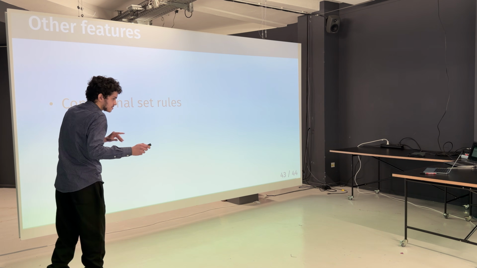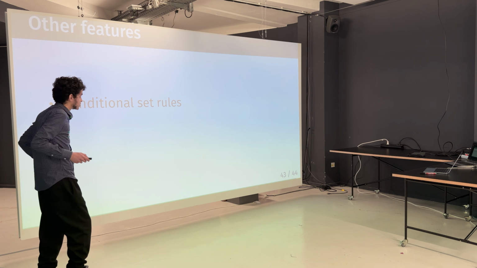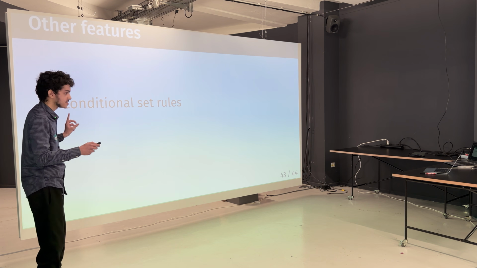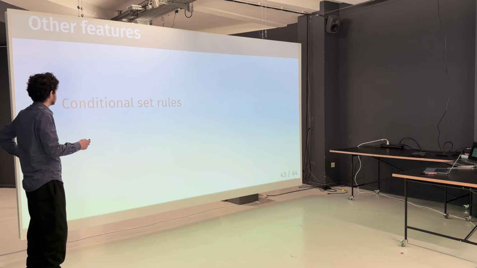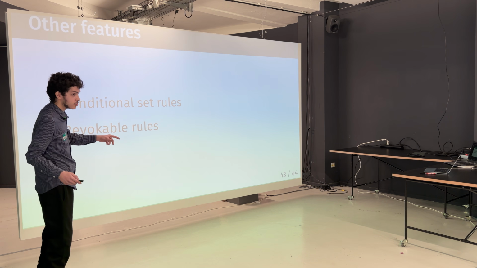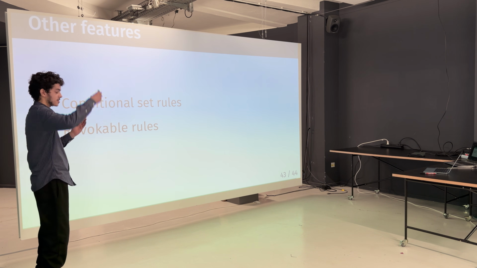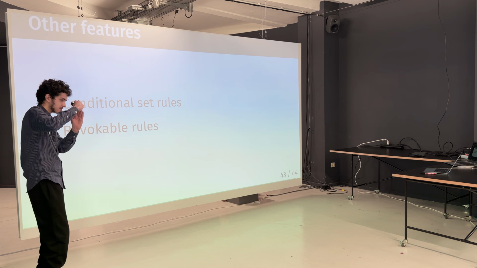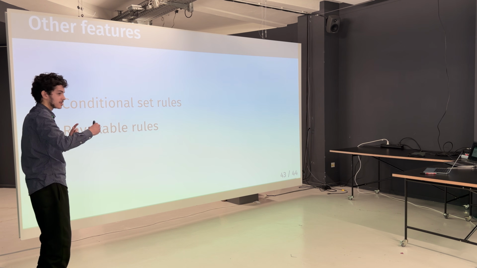And just finally, to briefly mention, I won't go into much detail, but it also has conditional set rules. So you can apply set rules onto certain elements, matching certain field values. You can have revocable rules, so let's say you apply this title to our document, but you don't want it to apply to a certain part of it, so you can undo a set rule temporarily in a certain scope.